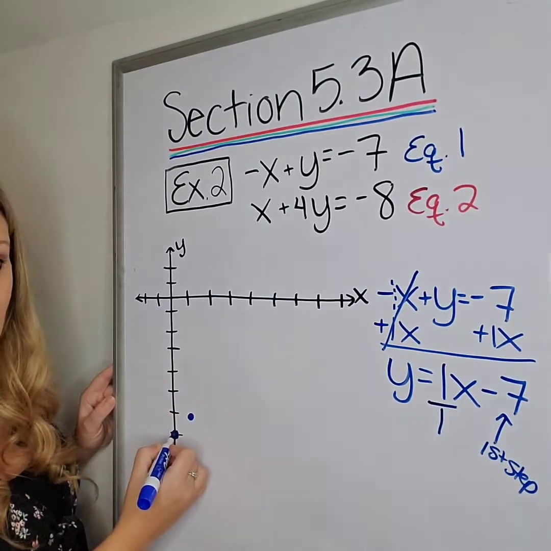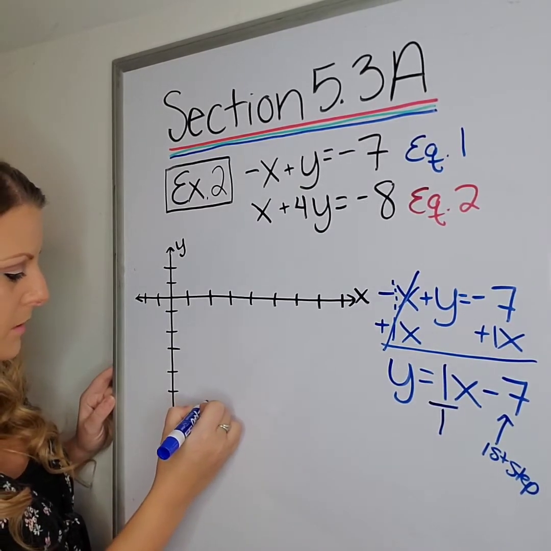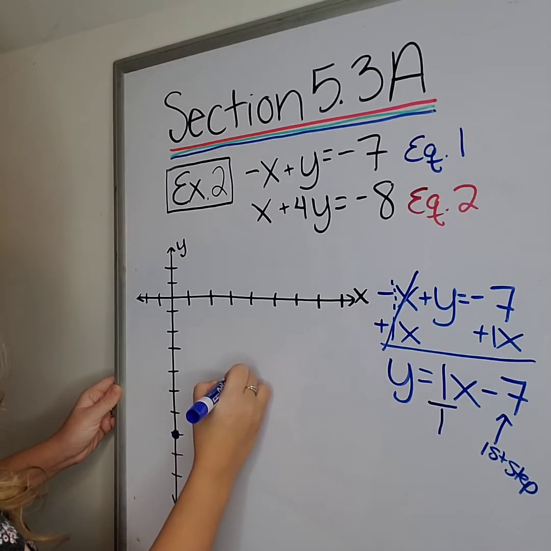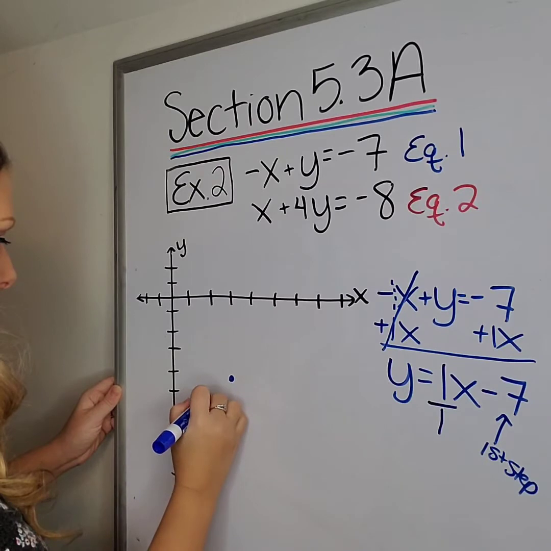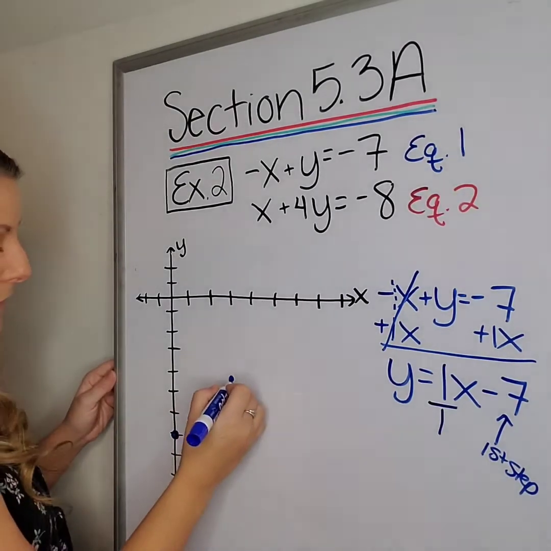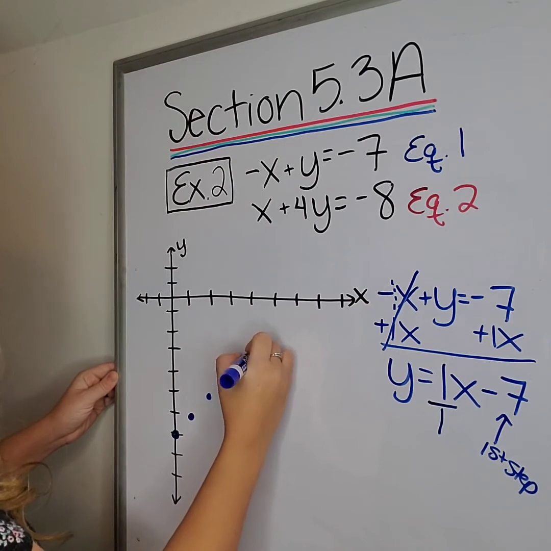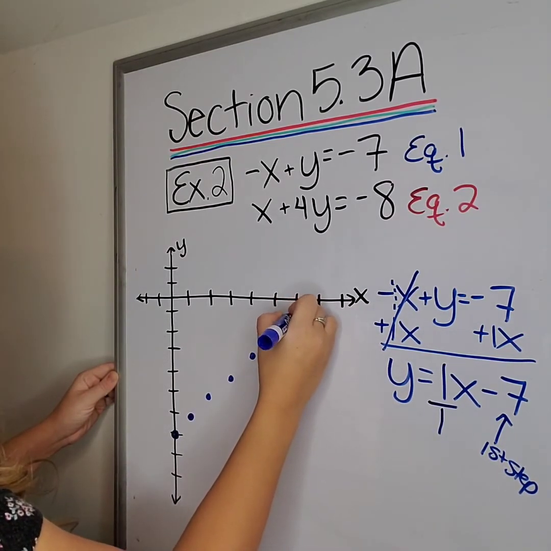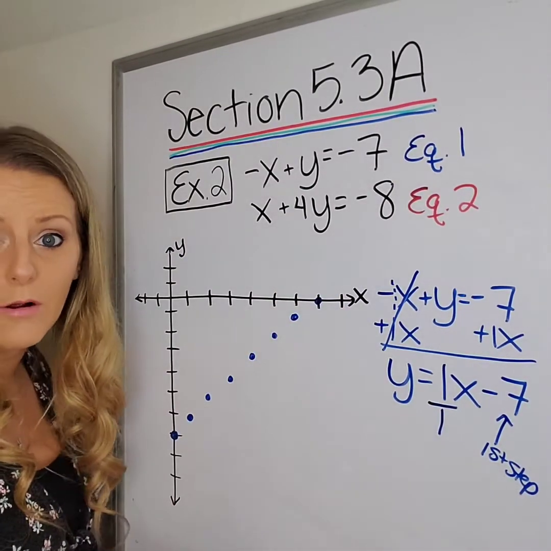So from the starting point, I went up 1 to the right 1, put a dot. Up 1 to the right 1, put a dot. Sorry, it's a little hard on a whiteboard. Okay, from that dot, up 1 to the right 1, put a dot. And you just basically keep going till you've run out of room.